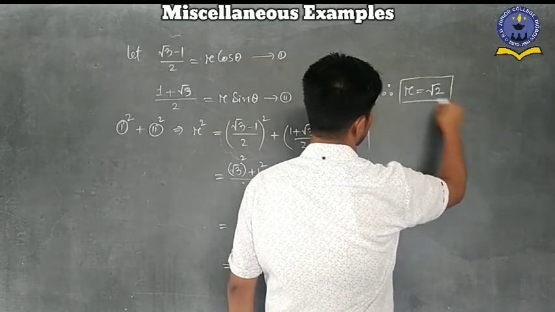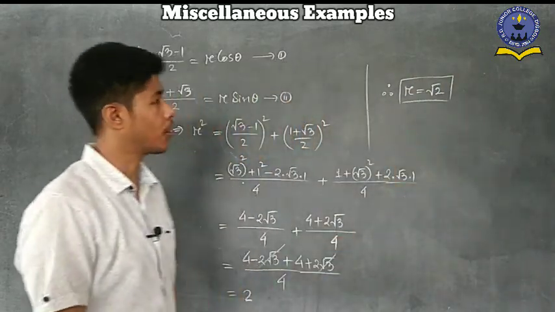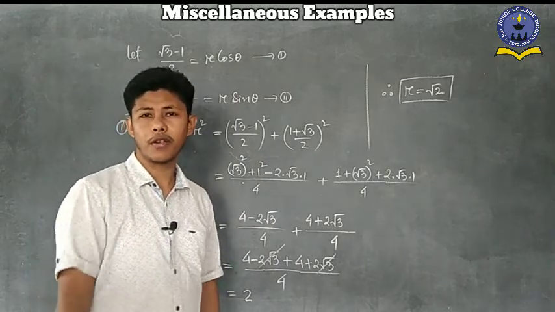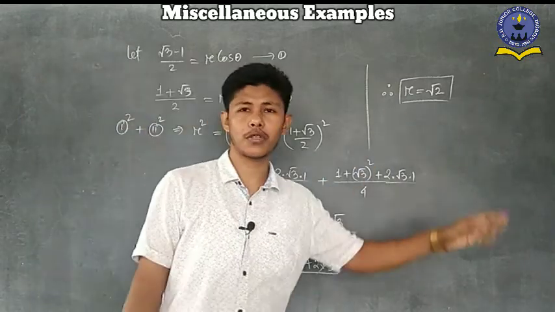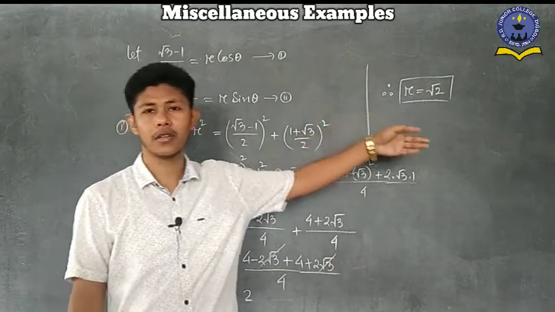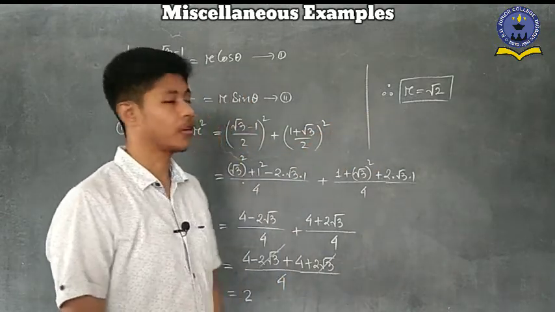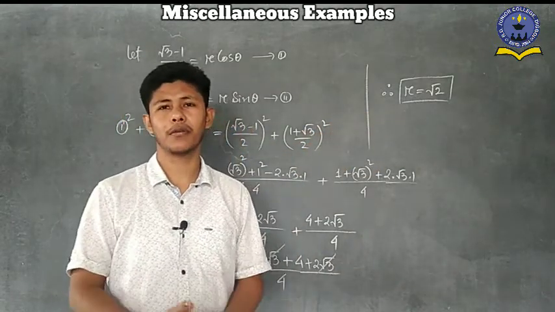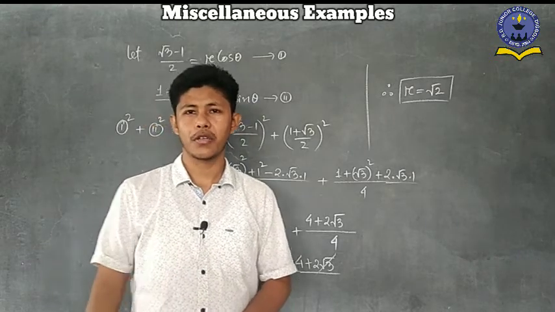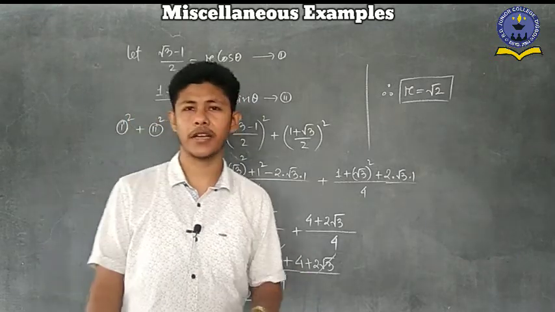Is it clear? So negative is not possible here. Square root, plus minus root 2. We write only plus root 2. Minus root 2 is not possible because of modulus. Isn't it? Modulus of z. So the value of r equal to, we get here, root 2. So next we have to find out the value of theta, that means argument.